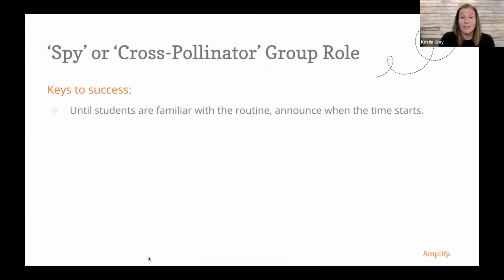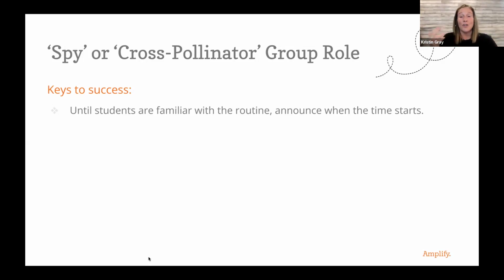Just a couple things, keys to success. Until students are familiar, you might want to announce when the time starts. Toward the end of using this routine, you just tell the students, okay, you have the one person in your group who can go around to another group and gather ideas whenever your group is feeling the need to, when they're ready for it. That helps them to determine when do we want to see the ideas of others?